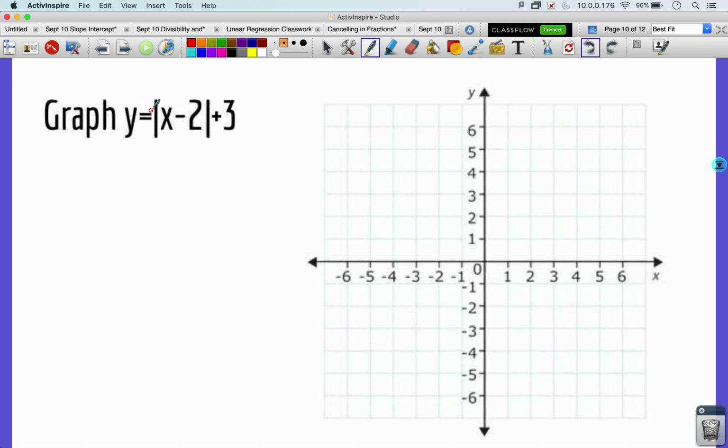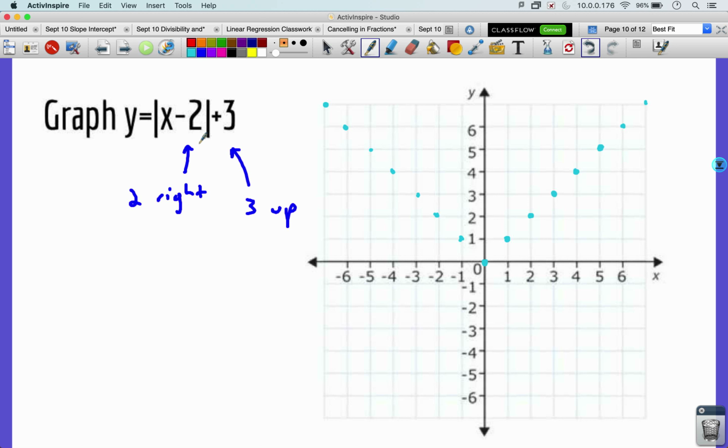So graph y equals the absolute value of x minus 2 plus 3. I'm just going to dot in our parent function real quick onto this graph. Not going to connect the dots. I'm only going to connect the dots once I've got my final graph. But here is the equation y equals the absolute value of x. Now we're going to shift it to a different spot on the plane. So all of those points are going to move 2 units right and 3 units up.